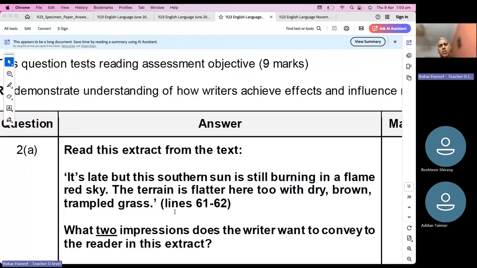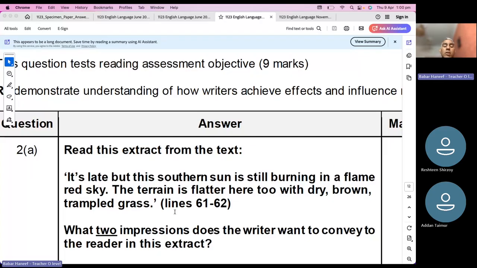It is such a hot day, scorching heat. Can you feel that scorching heat? It is late in the evening, and normally in the evening the sun gets a little lower in temperature. The evenings are usually less warm than afternoons. But this is different, right? It says it is late, but this southern sun is still burning in a flame. And the writer used the metaphor flame, this red sky still burning in a flame.